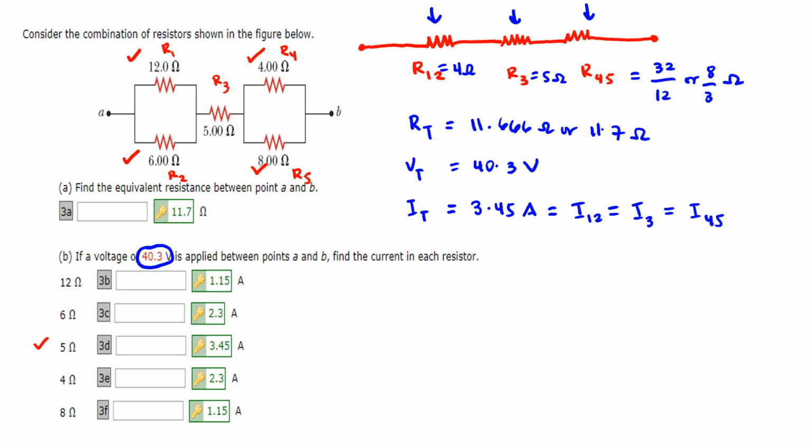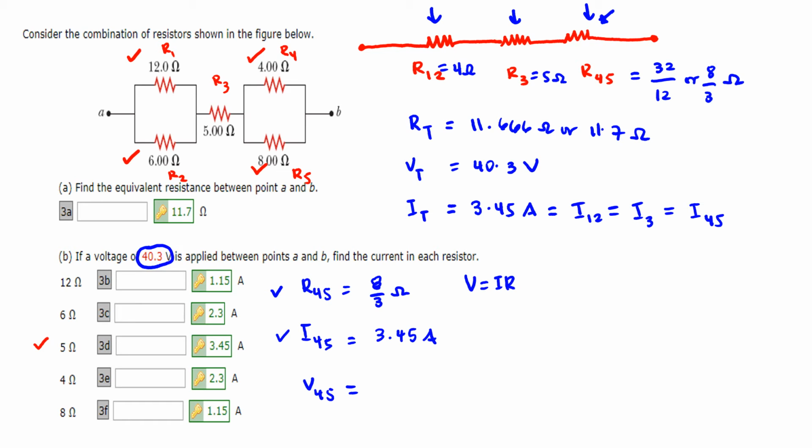Alright, so now let's look at resistor 4 and 5. What we know about resistor 4 and 5 are the following. So resistor 4,5 is equal to 8 over 3 ohms. We also know that the current through resistor 4,5 is equal to 3.45 amperes. So from here, we can solve for voltage for 5. And how do we solve for voltage for 5? Recall Ohm's law. So voltage is equal to IR.